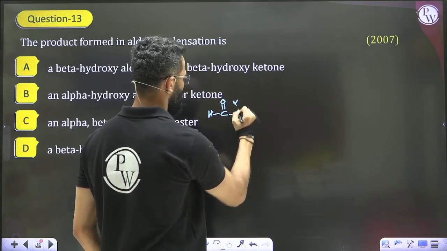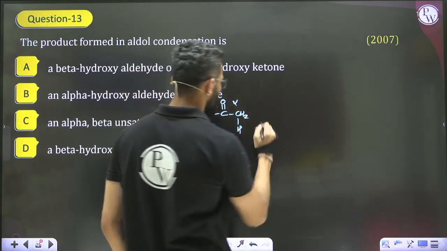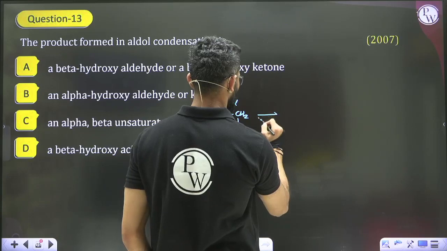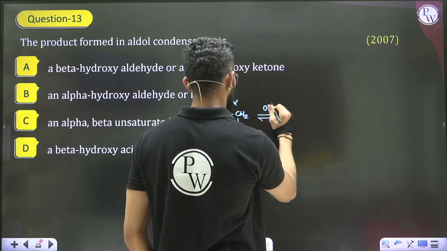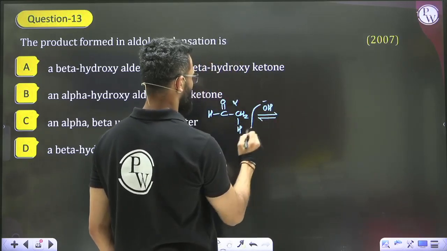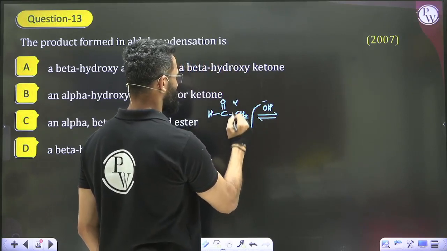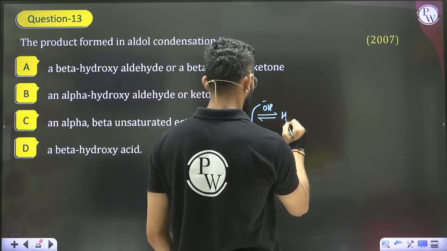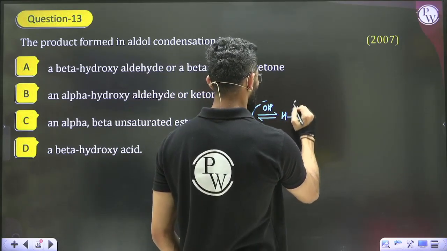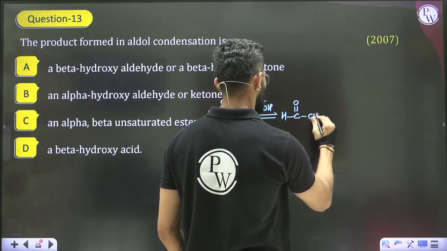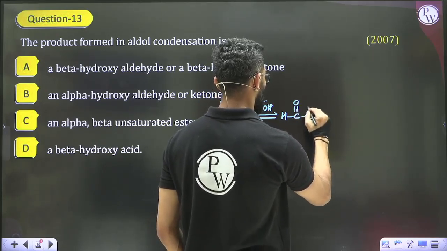We are highlighting one of the aldehydes, treating this with base. So first, abstraction of alpha hydrogen will produce a carbanion. We have got H, C double bond O, CH2 with an electron pair, minus.